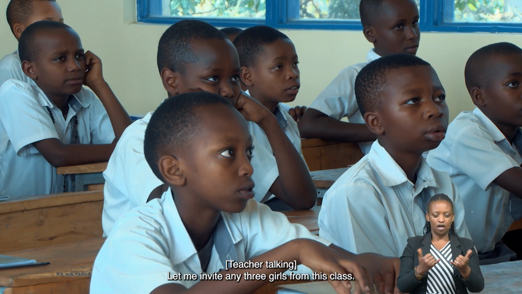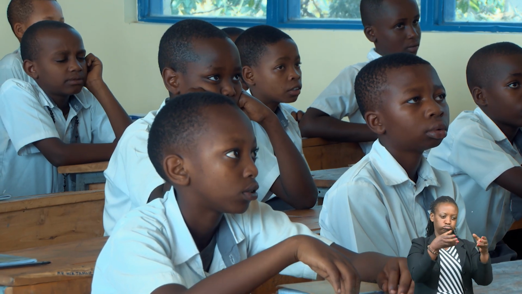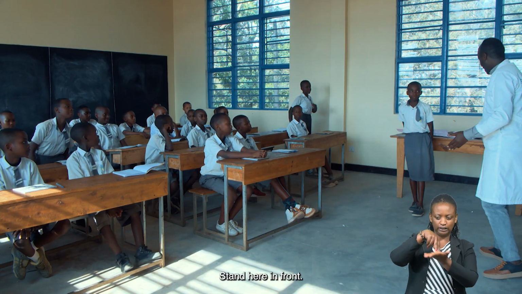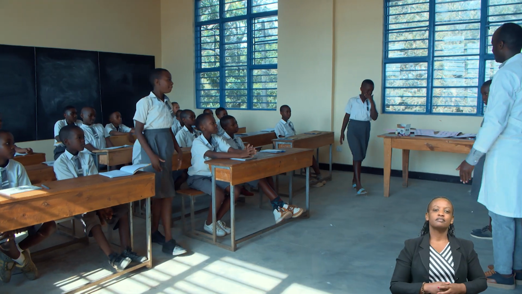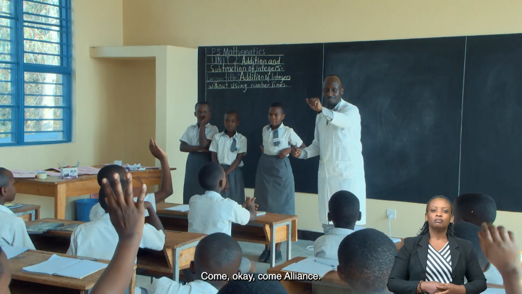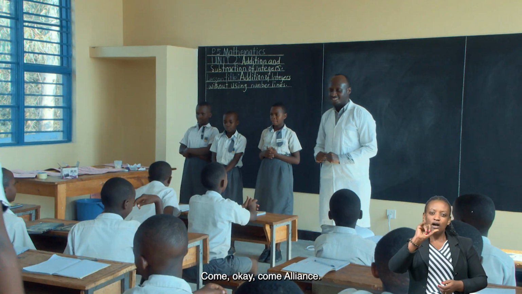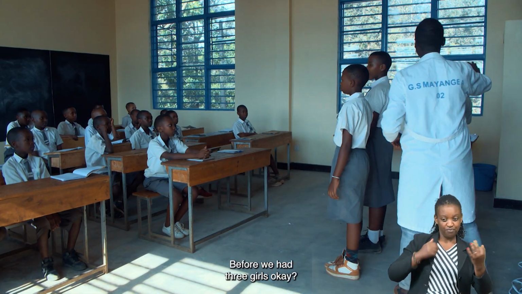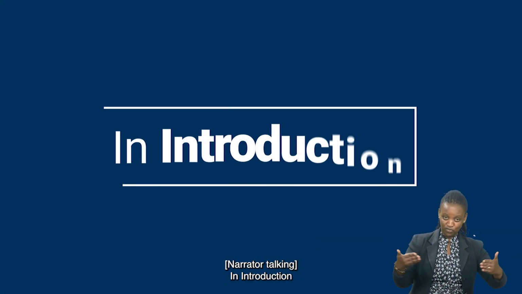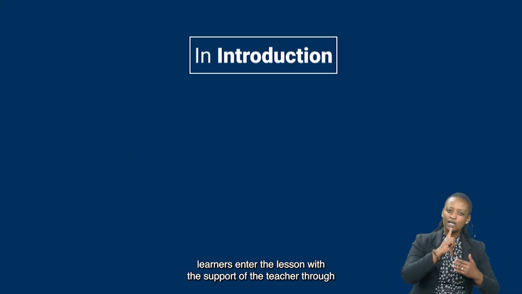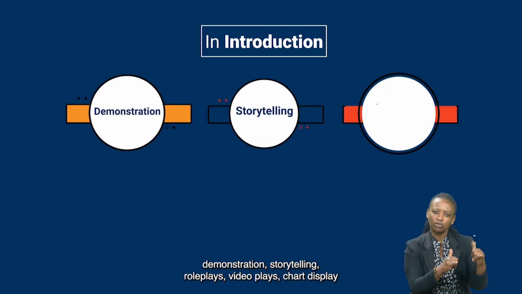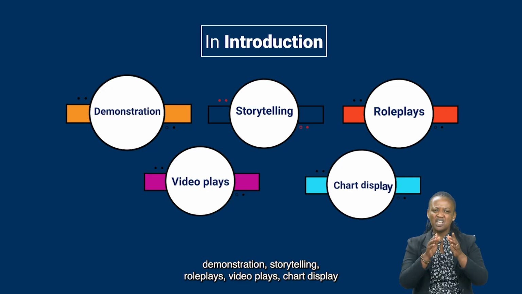Let me invite any 3 girls from this class. So you come. Good. Kenny, come. Also come. You stand here in front on a line. Let me invite also other 2 girls. Come. Alliance. Before we had 3 girls, okay? After I invited other 2 girls to join, okay? In introduction, learners enter the lesson with the support of the teacher through demonstration, storytelling, role plays, video plays, chat display, and many more.